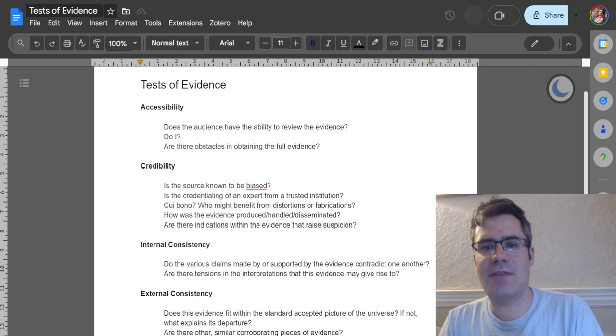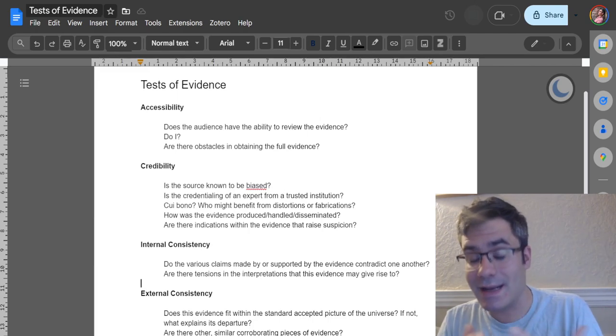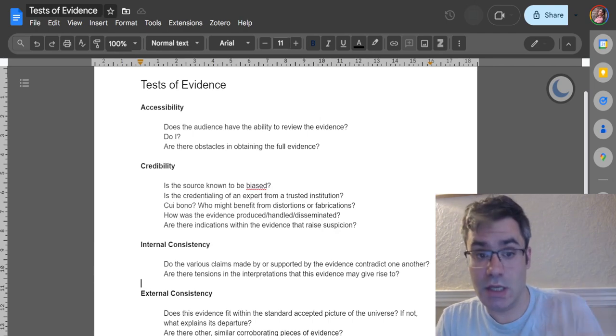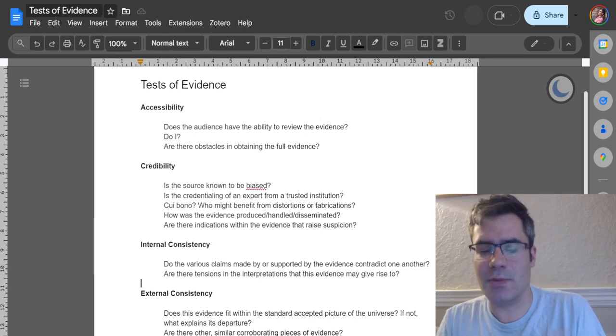So does the audience have the ability to review the evidence? That's a good test. Can I link them to it? Can I show them it? Can I point them to the part of the public record where they can access the evidence themselves? If not, we might try to find either a way that we can do that or supplementary evidence.